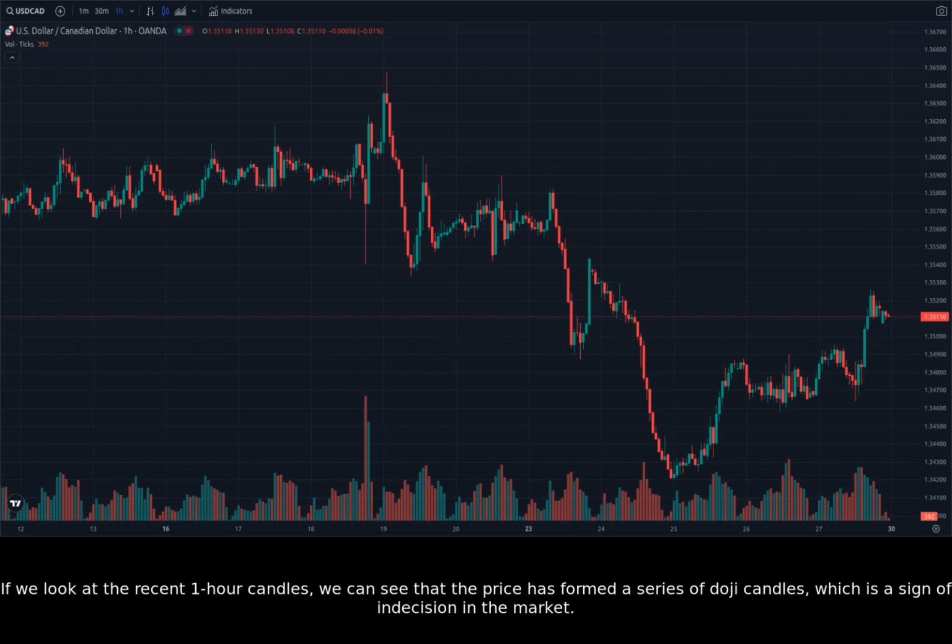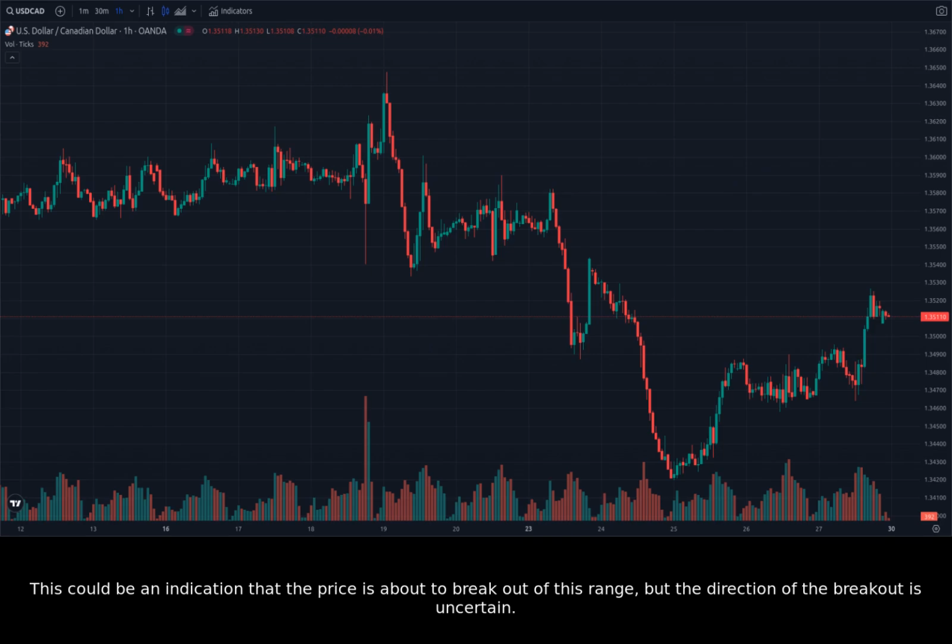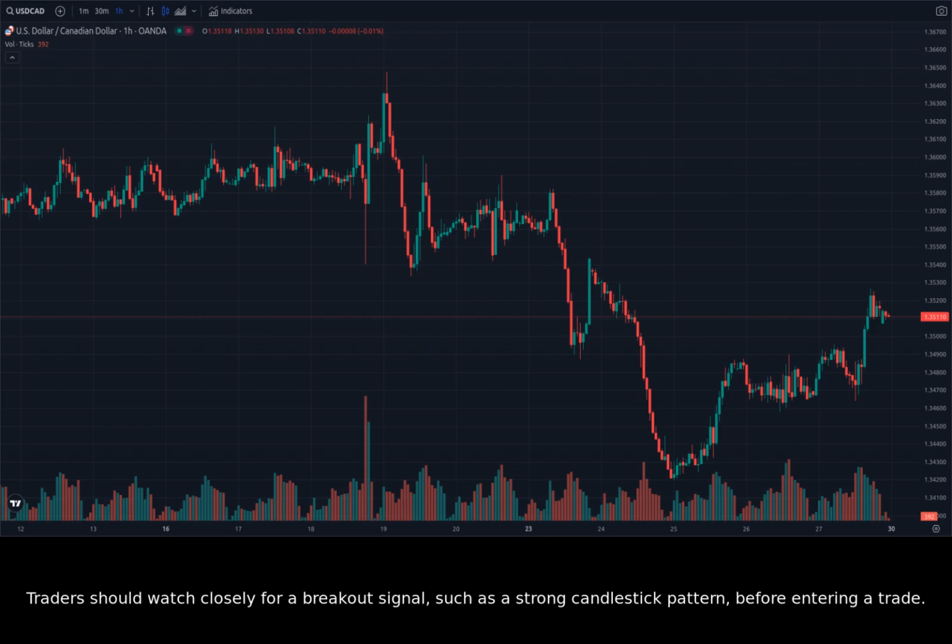If we look at the recent 1-hour candles, we can see that the price has formed a series of doji candles, which is a sign of indecision in the market. This could be an indication that the price is about to break out of this range, but the direction of the breakout is uncertain. Traders should watch closely for a breakout signal, such as a strong candlestick pattern, before entering a trade.